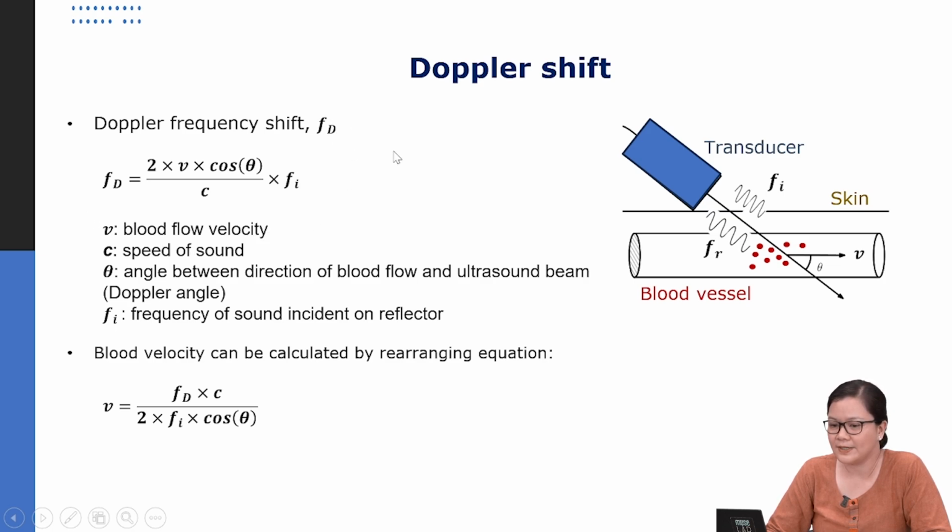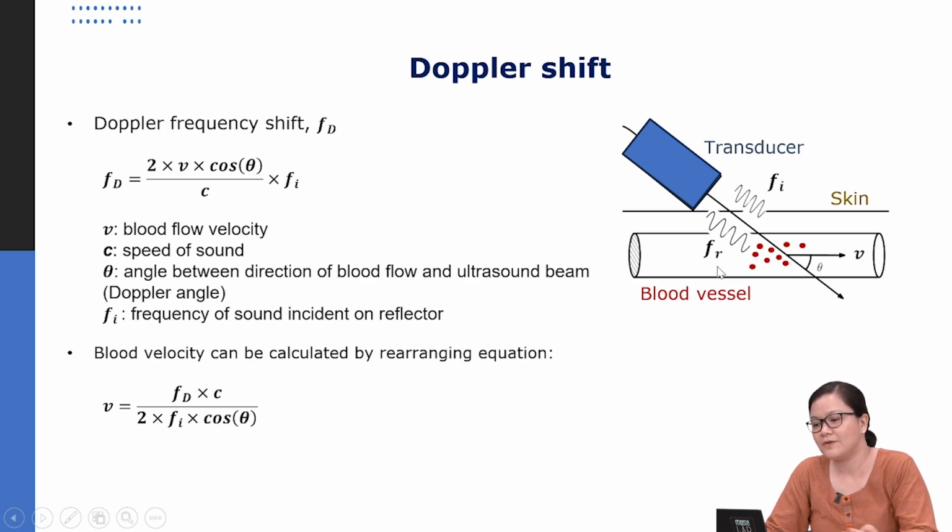Okay, so what we have here is our transducer and here is a blood vessel. Now the transducer is sending a signal with a frequency of fi. So this is your incident ultrasound wave, and that is at some angle theta relative to the flow of the blood, which is represented by this v vector right here. And then here in your blood vessels, you have multiple blood cells that the ultrasound will be tracking.